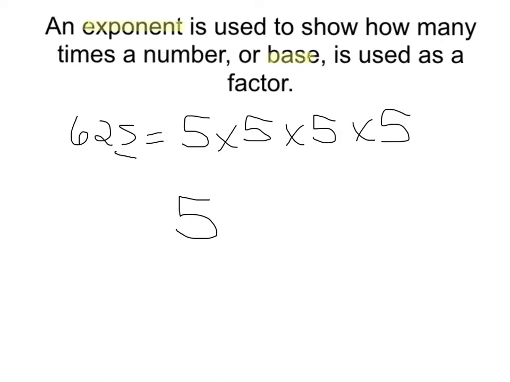So let's see, we have 1, 2, 3, 4 5s. So your exponent is 4, and it's always written small and raised up above the number. So our base is 5, and our exponent is 4. So the base is 5, and the exponent is 4.